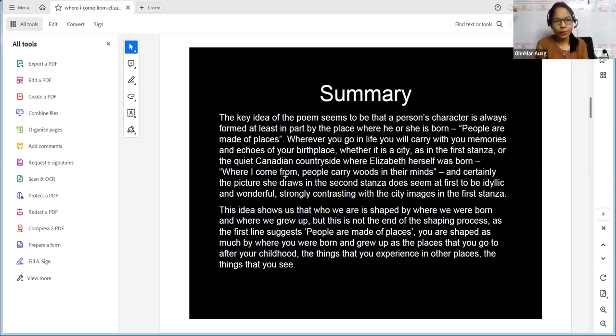So according to this, the way you behave will be related to the place where you were born. And next, we will go to detail later. And next, the second paragraph.